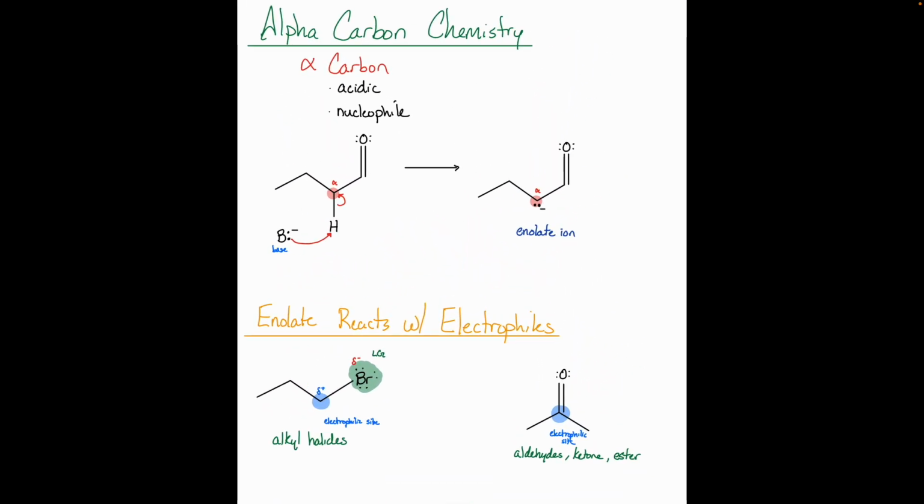All right, so our alpha carbon is relatively acidic. It can play the role of a nucleophile. And we're going to see two different types of electrophiles that they react with. Our alkyl halides, specifically the carbon bonded to the halogen, and our aldehydes and ketones at that electrophilic site, that carbonyl carbon. Cool. All right, so first one of these reactions that we're going to discuss is what's called an aldol addition reaction.